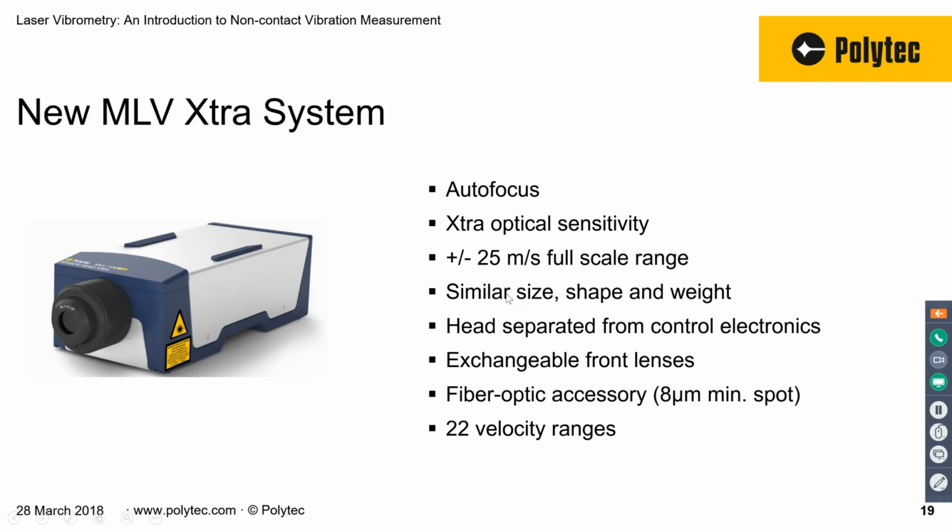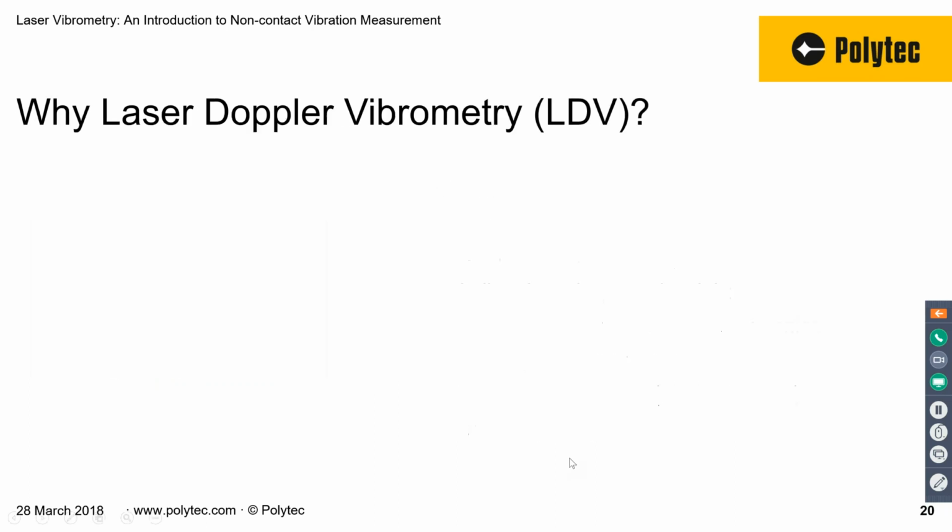Similar size, shape, and weight to the OFV 505, the helium neon, the red laser system. Again, the head is separated from the control electronics, I mentioned earlier the advantages of doing that. Exchangeable front lenses. It has a fiber optic accessory with 8 micrometer minimum spot size, so we're looking at really small devices, and 22 velocity ranges.